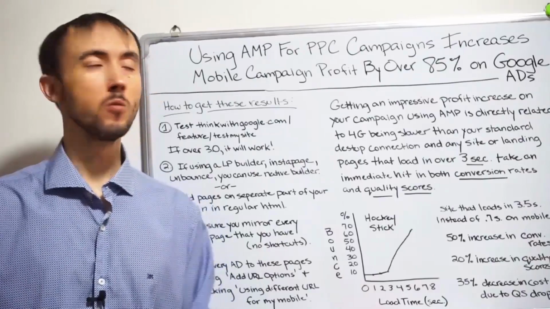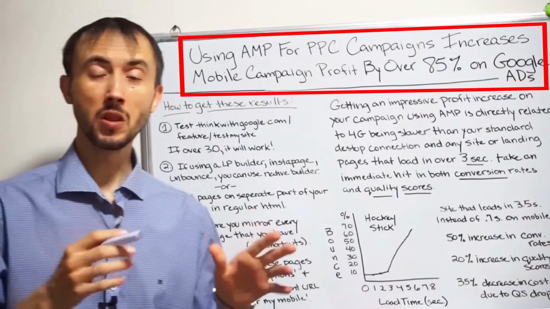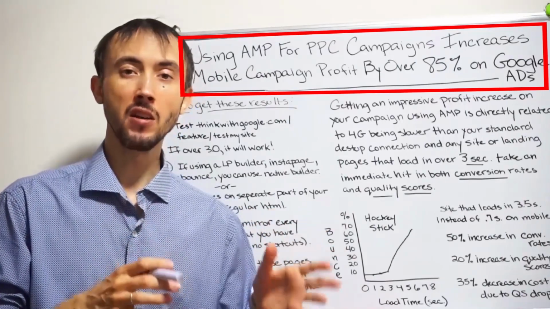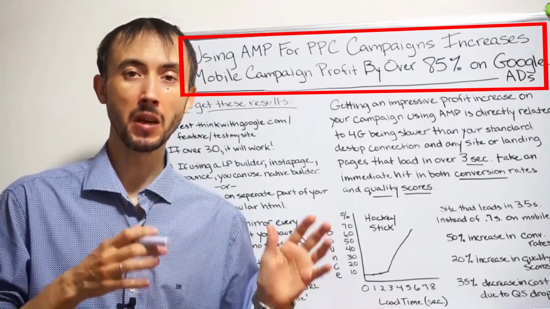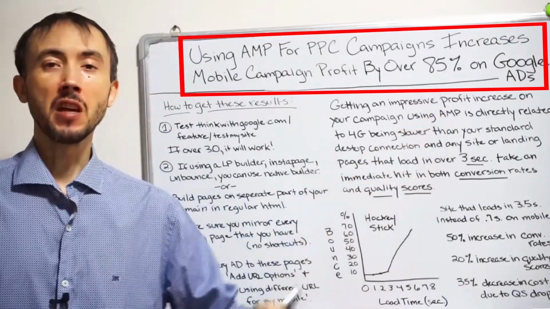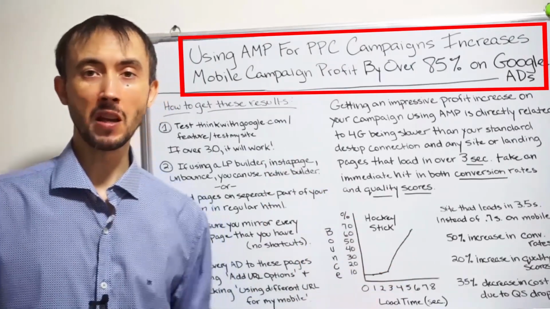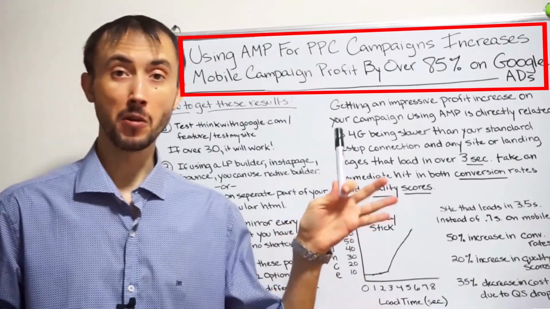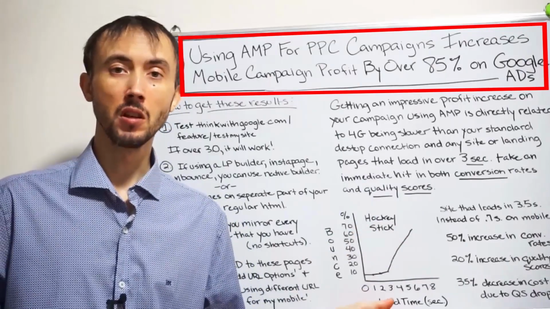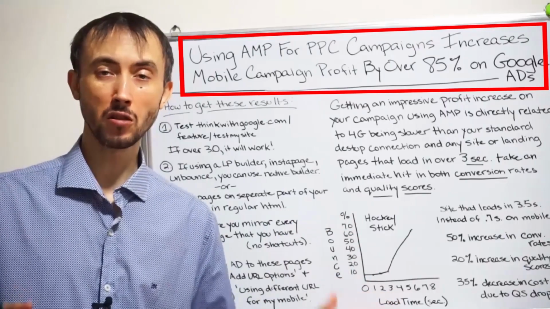Okay, today's video, we're going to talk about PPC campaigns and specifically using AMP as a way to make your Google Ads PPC campaigns get better results. We're talking about an 85% increase in the actual profit your campaigns are making, at least from the mobile side of your campaigns. And anymore, mobile is just as much or even more of your market searching at any time.